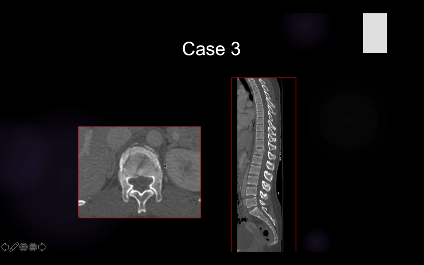And if we concentrate, it is a comminuted fracture. There is a fracture here, here, here, and here. So this is a comminuted fracture involving the D12 vertebra with involvement of the posterior cortex. That makes a burst fracture the diagnosis for this case. So this is a D12 burst fracture.